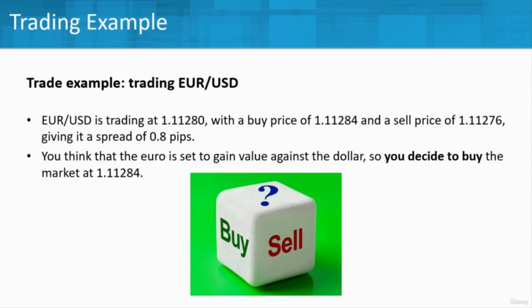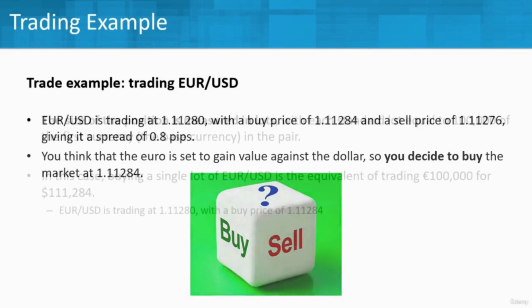So if we want to buy, we would be buying at 1.11284, right? That is the buy price, as far as buying the euro in terms of value against the dollar. So that's what we're going to do in this example. We're going to buy some euros.